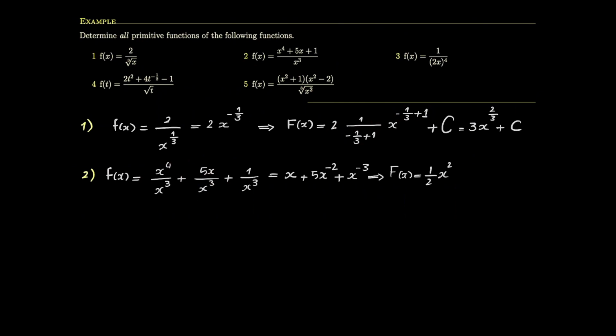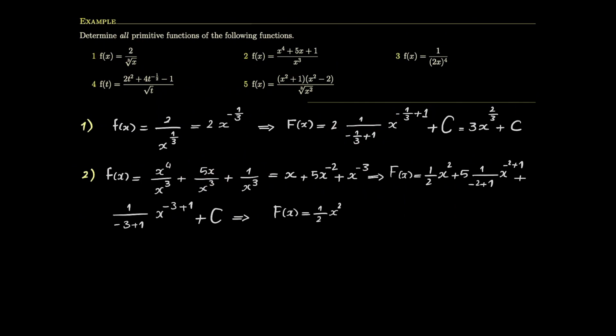A primitive function for the other one, I have 5, and then I have 1 over minus 2 plus 1 x to the power of minus 2 plus 1. And plus, for the next one, I will have 1 over minus 3 plus 1 x to the power of minus 3 plus 1. I really recommend you to do these calculations in your head as much as possible. Then I have to put this overall constant. So finally, the capital F of x is equal to 1 over 2 x squared.